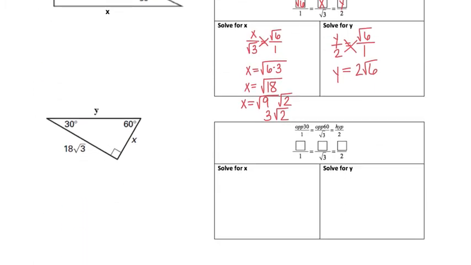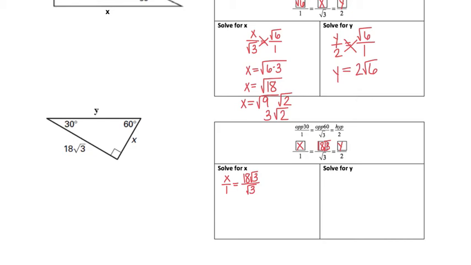All right, on this next one, our short leg opposite the 30-degree angle is going to be x. Our long leg opposite the 60-degree angle is going to be 18 square root 3. And then our hypotenuse across from the right angle is going to be y. So let's solve for x first. We'll have the fraction with x in it, x over 1 equals, and then the fraction with just numbers in it, 18 square root 3 over square root 3.